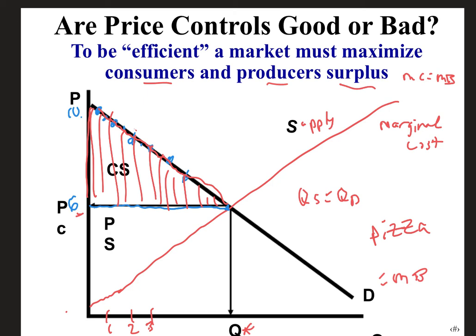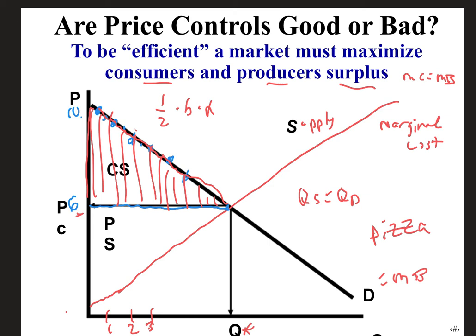And I can actually use the area of a triangle, right? 1/2 times base times height of this triangle to figure out what the total consumer surplus is, okay? And the goal is to maximize consumer surplus. Why? Because it speaks to many consumers getting a price lower than what they're willing to pay. That's good for consumers. It speaks to a healthy market, okay?